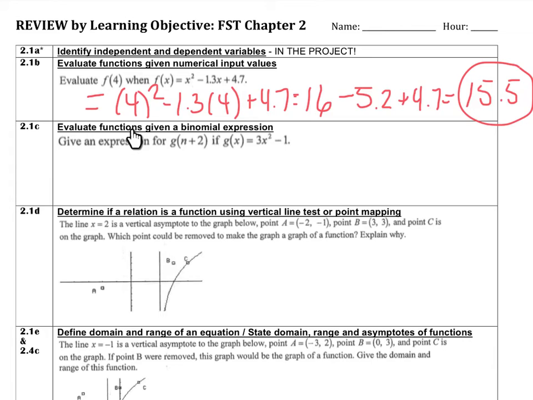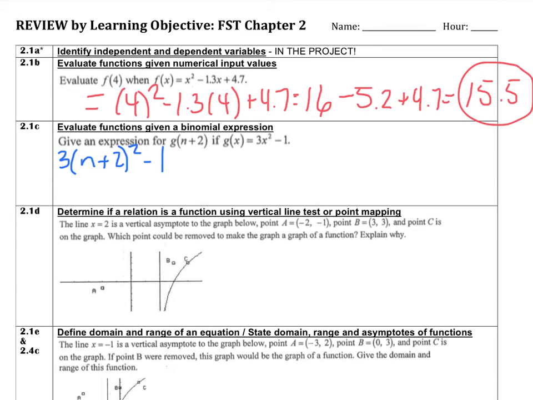1.2c, evaluate functions given a binomial expression. This time they want us to find g of n plus 2, given the fact that g of x is this particular expression. Again, we're going to replace the x with n plus 2. So the n plus 2 goes here, and it goes in here. When you do that, the setup will look like this. And then you'll need to simplify this.